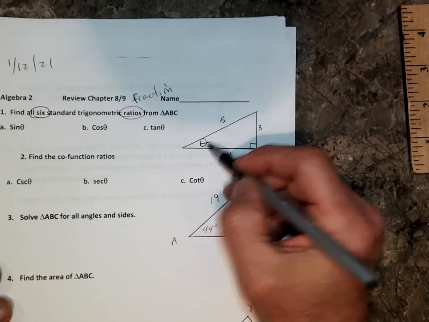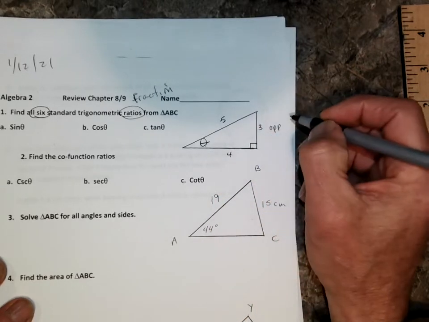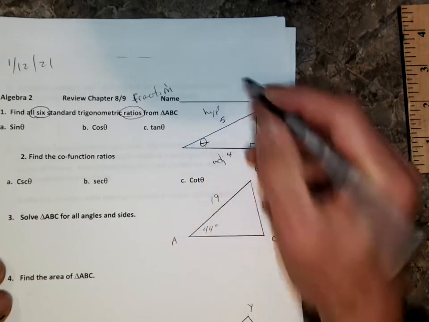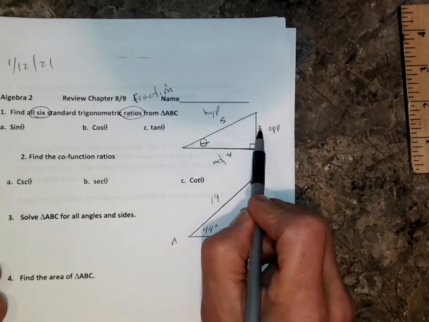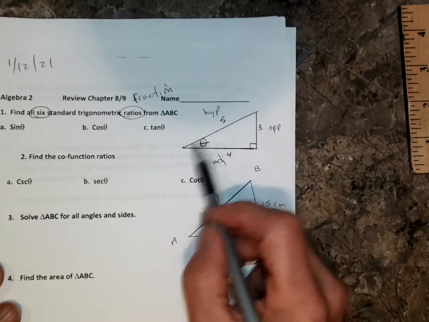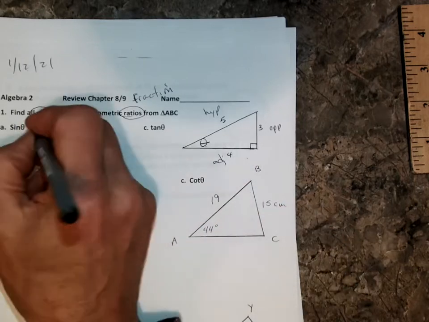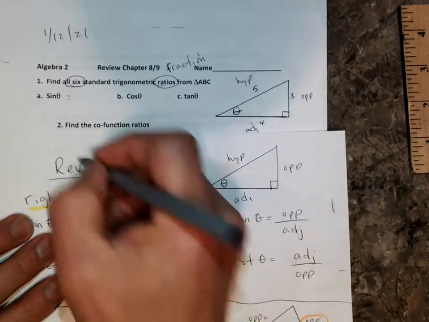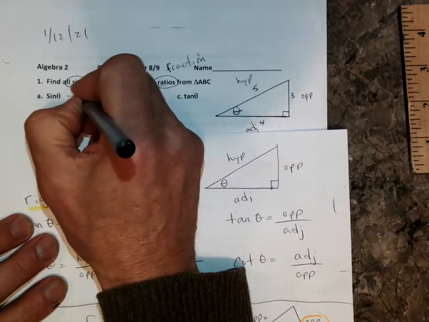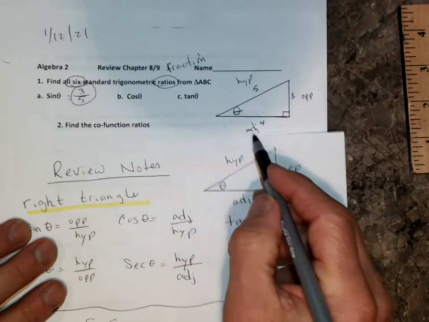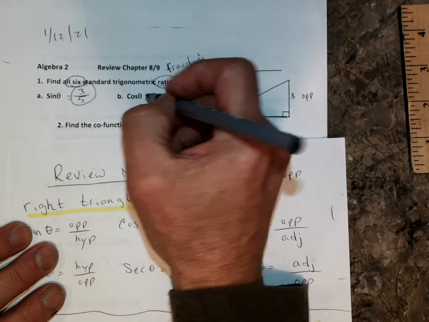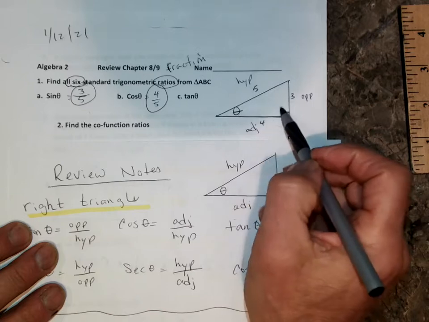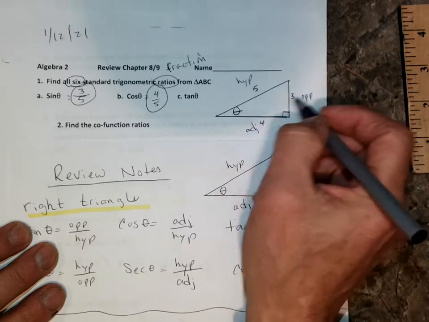So here's my angle, the 3 is my opposite, the 4 is my adjacent, and the 5 is my hypotenuse. Hopefully you guys can understand that, because here's my angle, directly opposite the 3, and 5 is the hypotenuse and 4 is the adjacent. So sine is opposite over hypotenuse, which is going to be 3/5. That's my answer. Cosine is adjacent over hypotenuse, which is going to simply be 4/5. And then, of course, tangent is opposite over adjacent, so it's going to be 3/4.